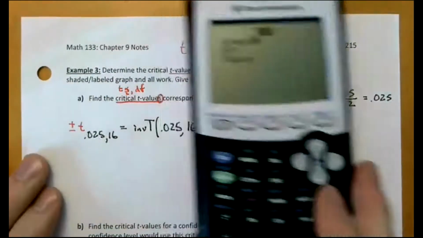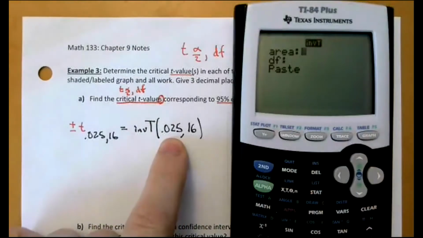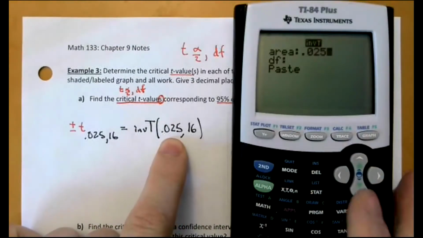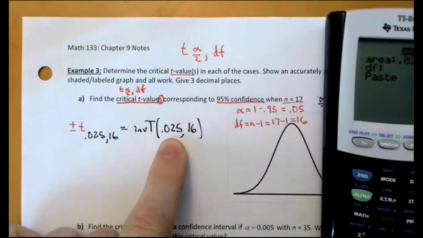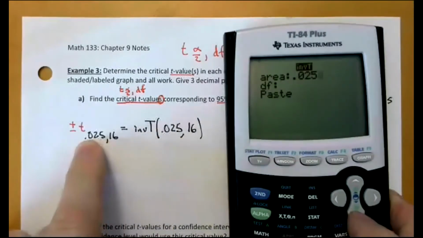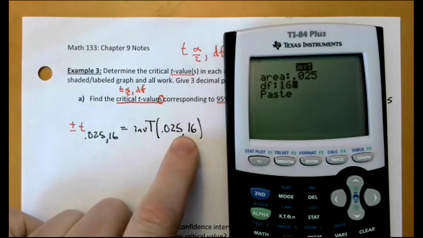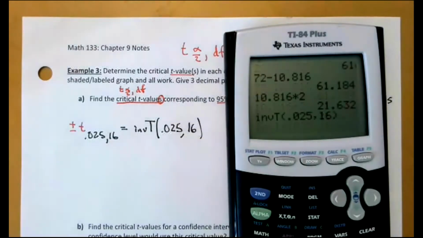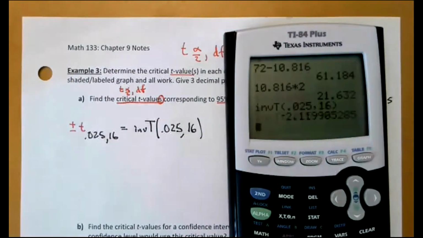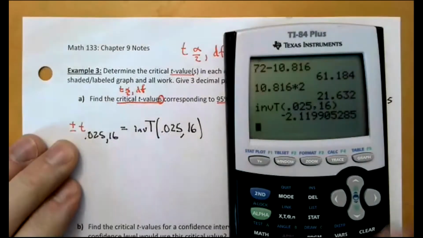Note it asks for area and DF. So the area is the 0.025. This is going to give us this lower tail value, so it's going to give us the negative critical T value. And then the degrees of freedom are the 16 that we had. Paste that in. Takes a little bit because it has to think to calculate it.